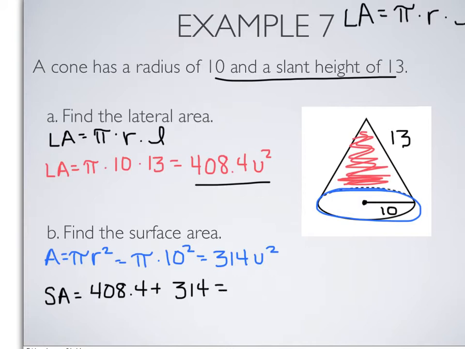And let's see, I believe I end up with a total of 722.4. Whoops, 722.4 square units for my surface area. So again, surface area is just going to be the lateral area plus the area of the base. Okay.